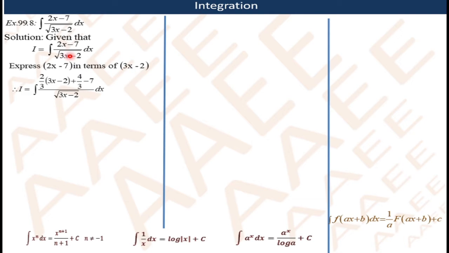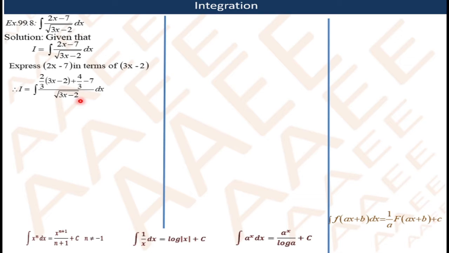So we can take this 2 outside. We will multiply by 3 and divide by 3. So this will be 3x minus 2, and this will be 2 by 3 into 2, which is minus 4 by 3, an extra term. So we add plus 4 by 3, and minus 7 as it is, upon under root of 3x minus 2. That means the given integral will be transformed to integration 2 by 3 into 3x minus 2 plus 4 by 3 minus 7 upon under root of 3x minus 2.